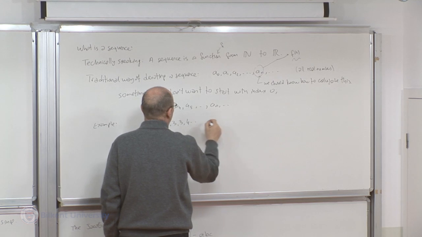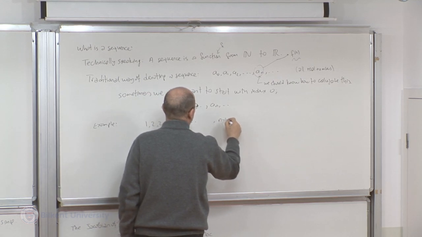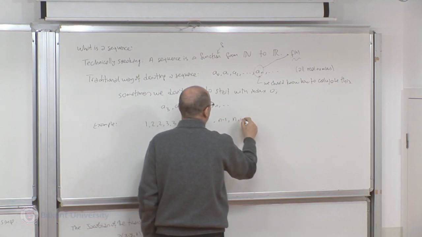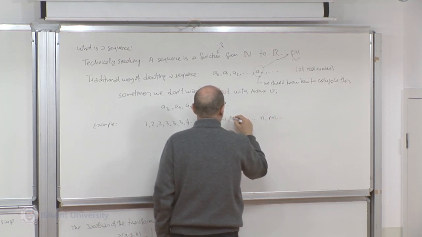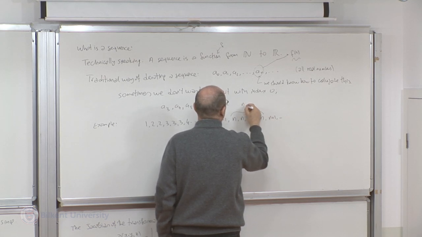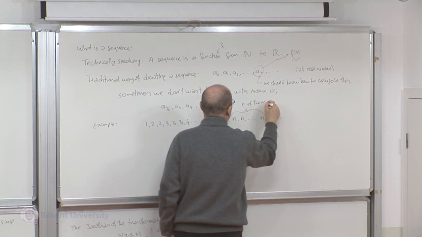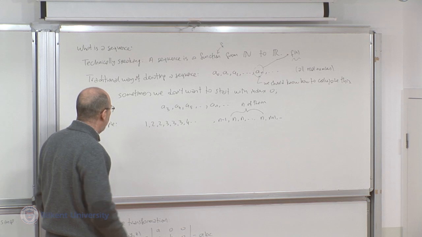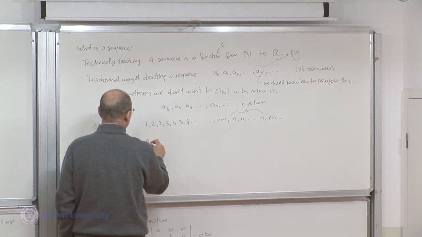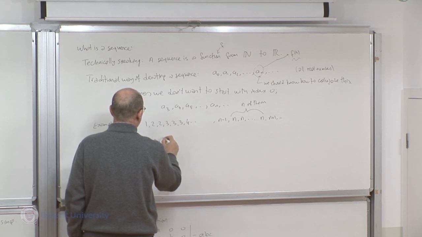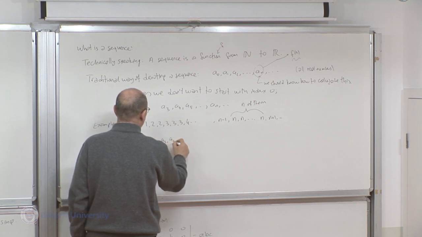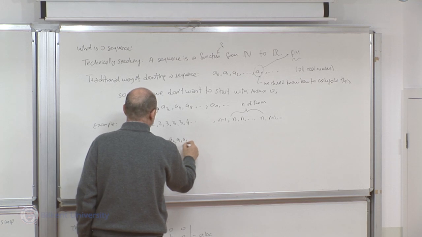Then I start with 4. And at some point, I have n minus 1. Then I start putting n here. And then I have n plus 1. So here I have n of them. Okay, so this is A1, let's say. This is A2. This is A3. This is A4, A5, A6.